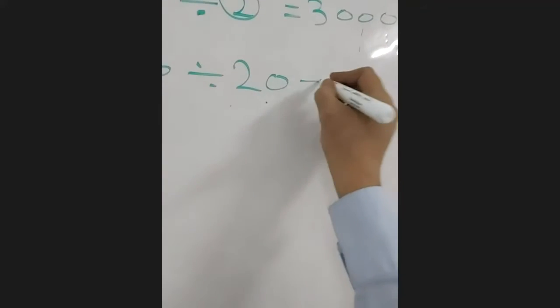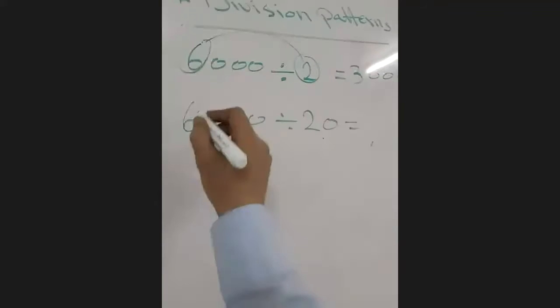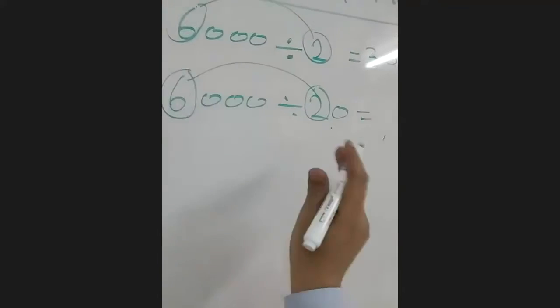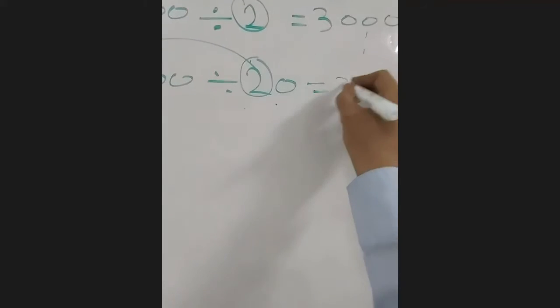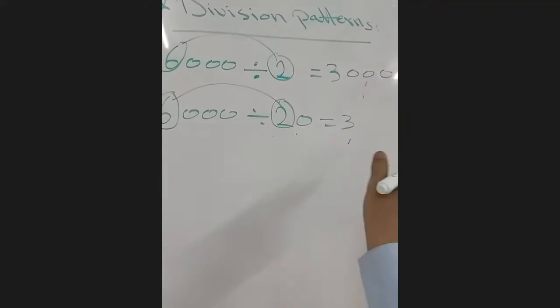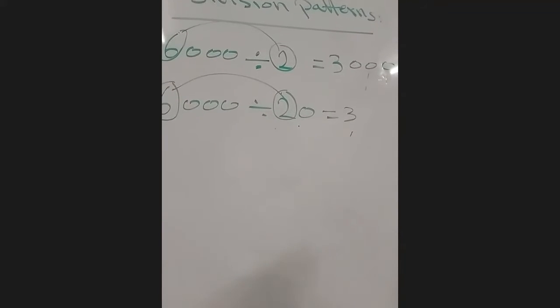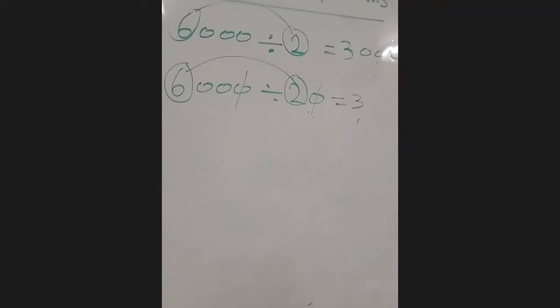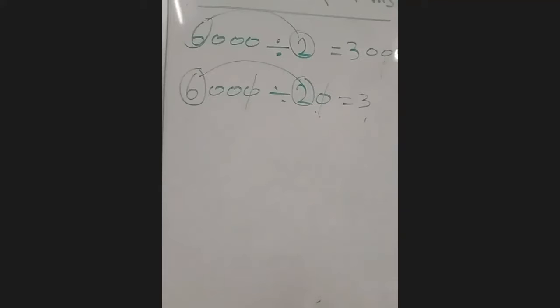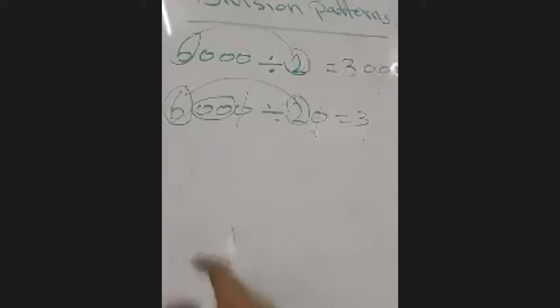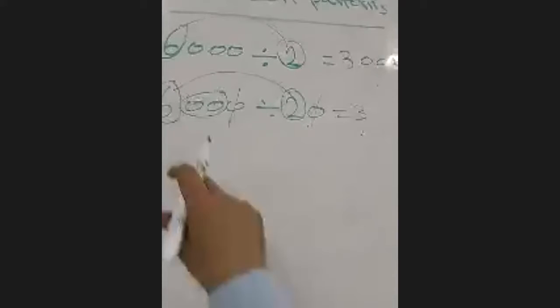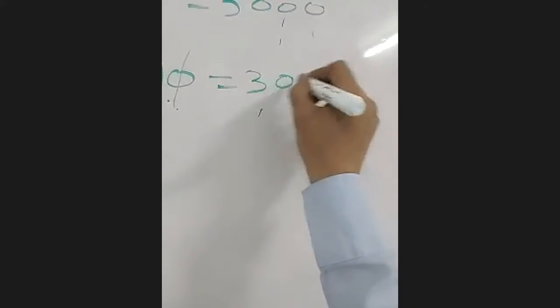But look here, if we have 6,000 also, but this time divided by 20. Focus, guys. First, we divide the number with the number, the non-zero numbers. 6 divided by 2 is 3. Now, we don't put all of the zeros like the multiplication there, okay? We cross one zero with one zero. Now, after crossing the common zeros, we have another two zeros that are not crossed. We put the uncrossed zeros here.